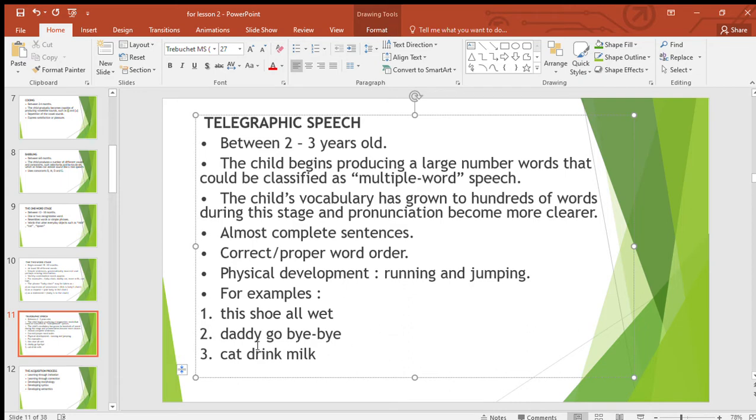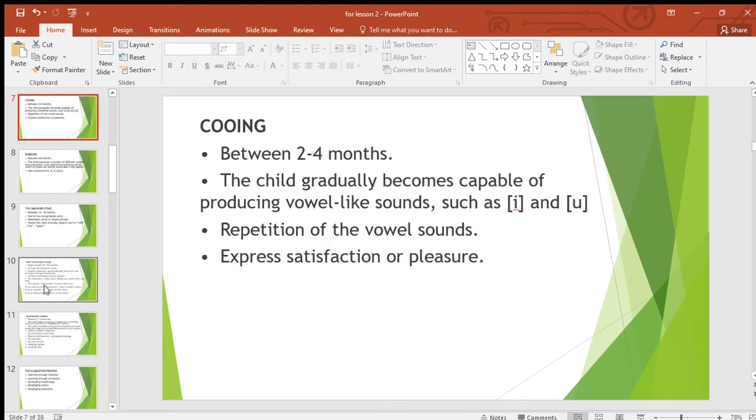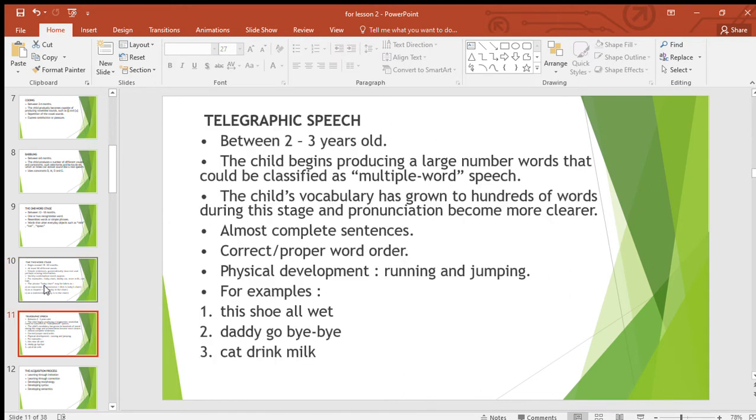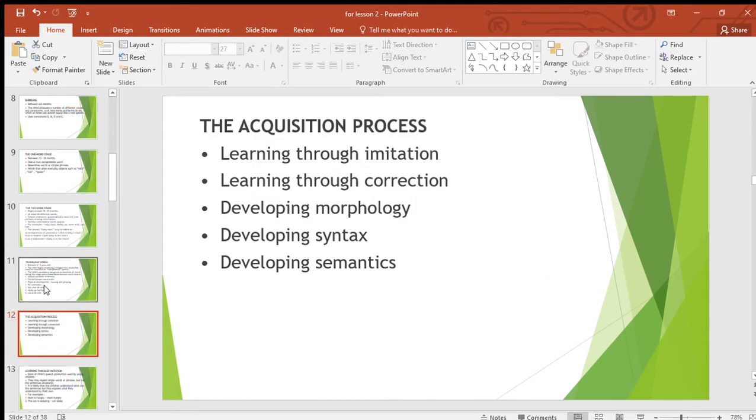So if we have the acquisition stages, remember these are only the moments in their life in which they acquire or learn language. So the stages only. We have the cooing, babbling, one word stage, two word stage, and the telegraphic speech. We still have the acquisition process. So how do they learn to acquire language? We have learning through imitation, learning through correction, developing morphology, developing syntax, and developing semantics.